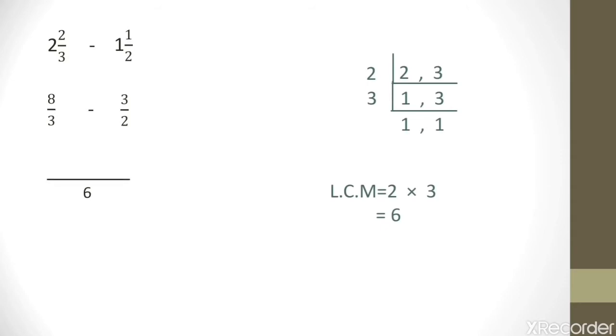Thereafter we have to divide 6 by 3. 6 divided by 3 is 2. 2 times 8 is 16. Subtracted by, again we have to divide 6 by 2, that is the next denominator. It will be 3. 3 times 3 is 9. Then 16 minus 9 will be 7 over 6. That is how to get the answer. Again, thereafter we can make it a mixed number also.